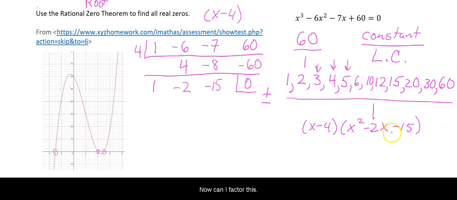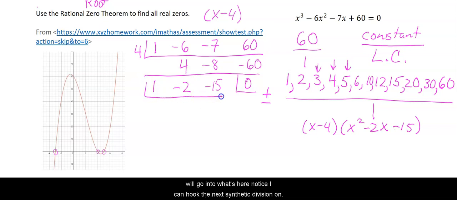Now can I factor this? You can, in fact, continue going with synthetic division if you want to, or you could factor it directly. Since I thought 5 was also a solution, let's try and see if 5 will go into what's here. Notice I can hook the next synthetic division on directly since my previous remainder was 0. If I check 5, the 1 drops through, multiply diagonally to the left to get 5, write it to the right. Add down to get 3, multiply diagonally to get 15, add down to get 0.